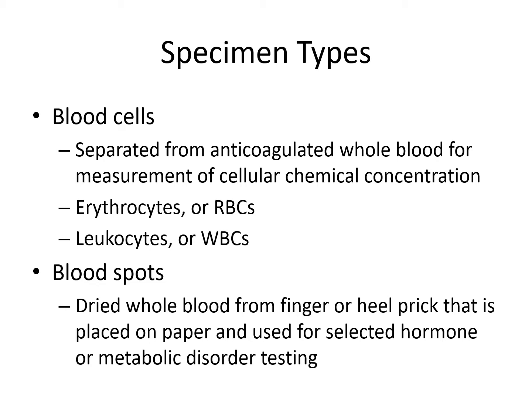We also have blood spots. This is dried whole blood from a finger or heel prick that's placed on paper, and we can use this specifically for hormone or metabolic disorder testing. This is, quote-unquote, the newborn screening. They use the heel stick and dried blood spots.